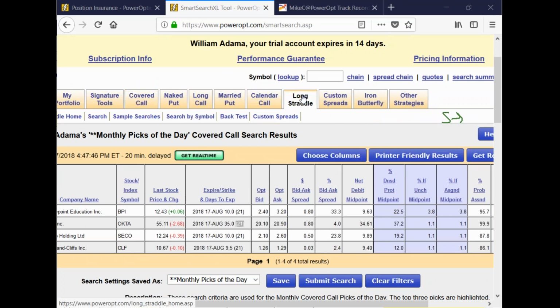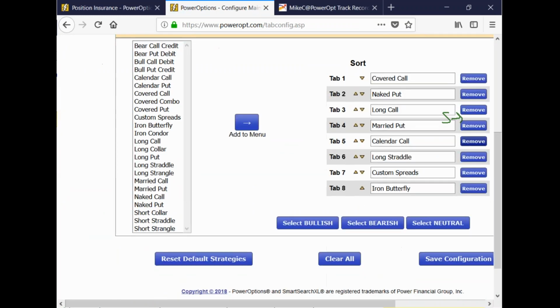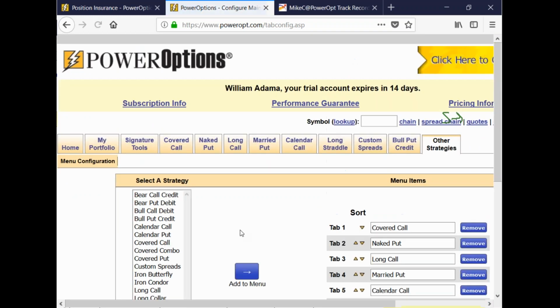If you look at bull put credit spreads, which I don't have on my screen, it's very interesting. So let's go to other strategies real quick. And I'm going to clear out butterflies for the moment. And let me put bull put credit spread back into our menu. There we go, bull puts. Save the configuration. Let's just go to a bull put search.